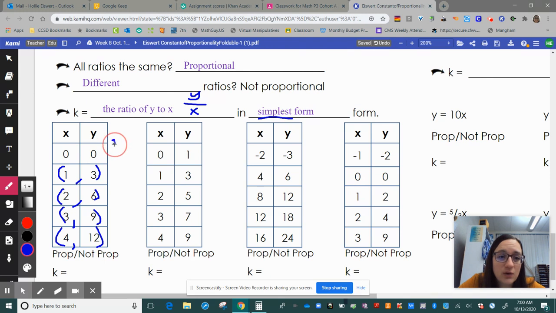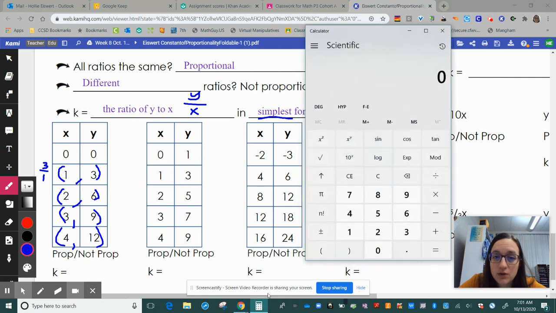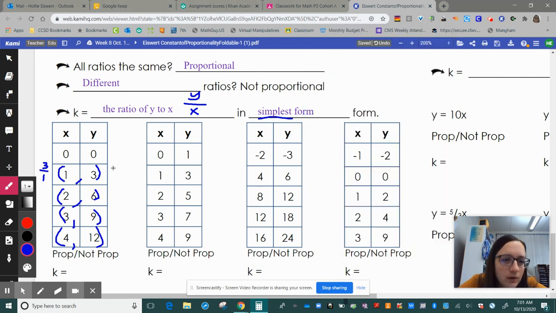So we're going to take our y divided by x. I'll write it over here to the left. We're just going to do 3 divided by 1. Where did the 3 come from? Here, our y. Where did the 1 come from? Our x. So it's our y divided by x. What is 3 divided by 1? Well, if you don't know from the top of your head, which I hope you do, you can always use the calculator: 3 divided by 1. Oh, it's 3. Okay, cool. I'm going to write that over here to the right.